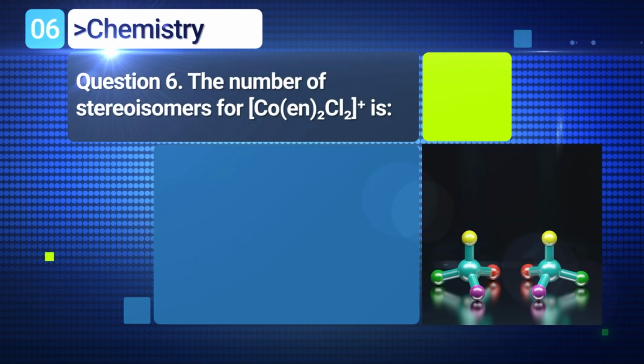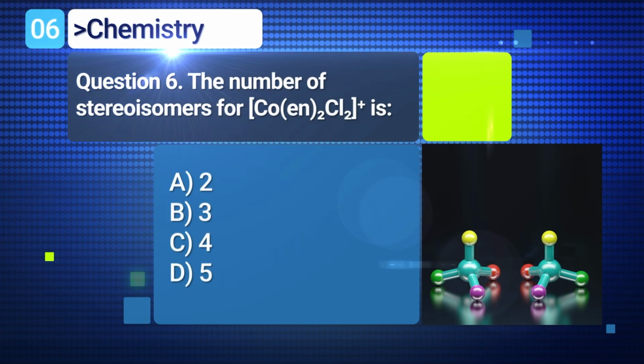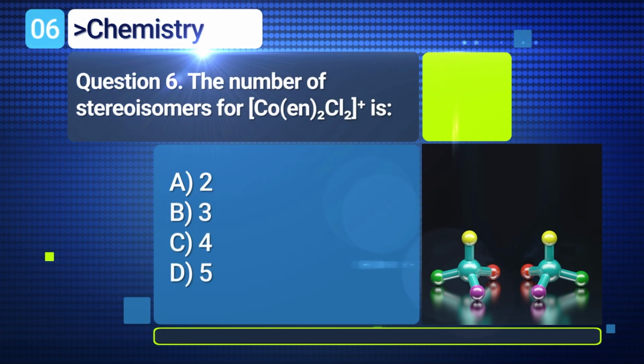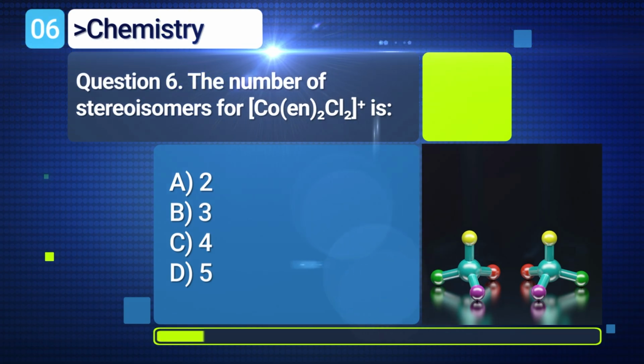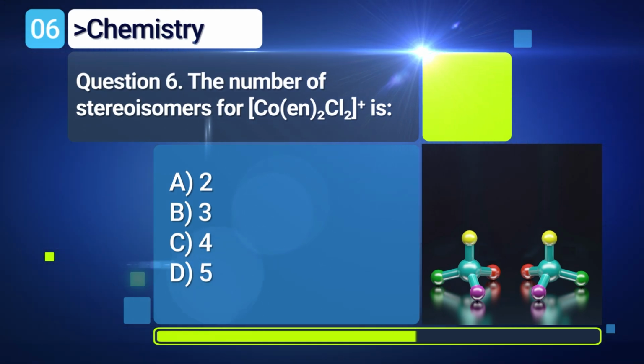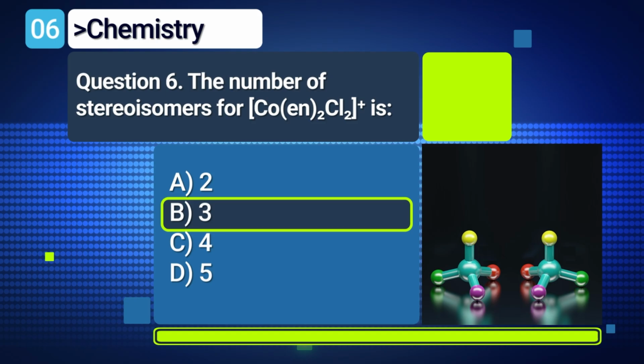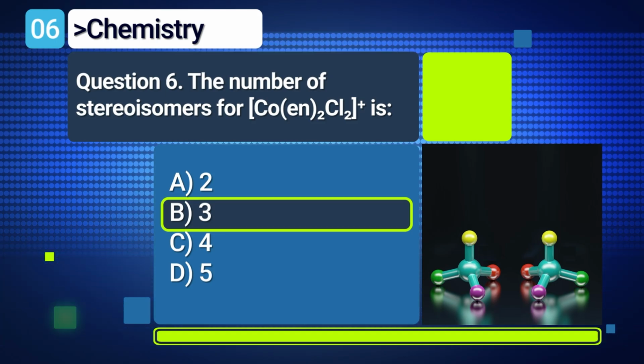Tetracycline. Question 6. The number of stereoisomers for [Co(en)2Cl2]+ is A. 2, B. 3, C. 4, D. 5. Answer: B. 3. Question 7.